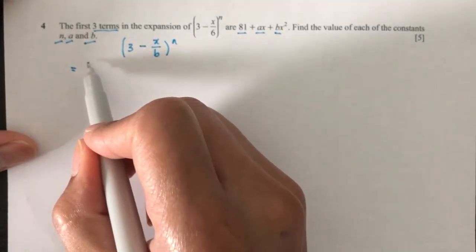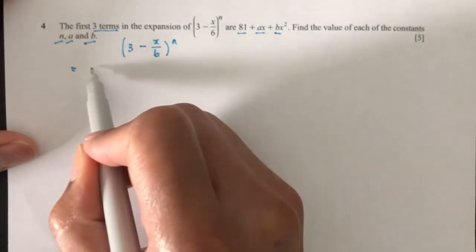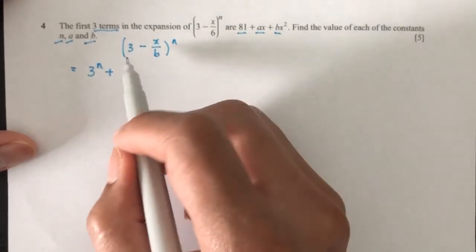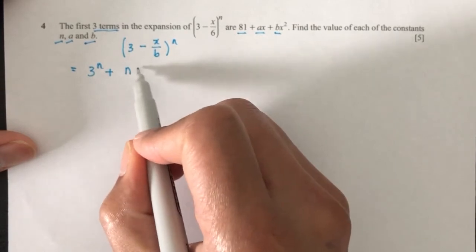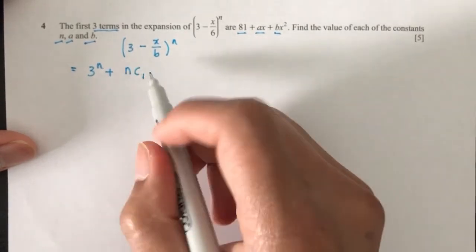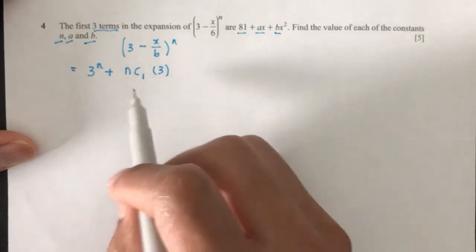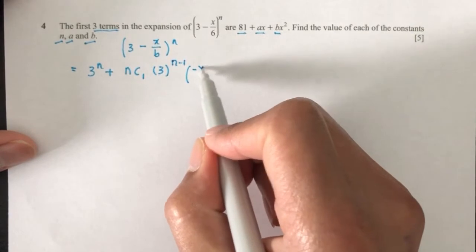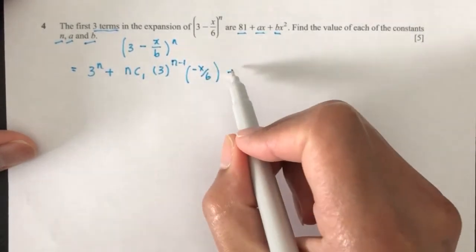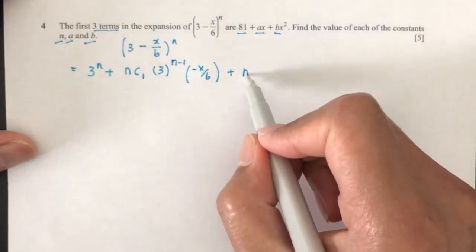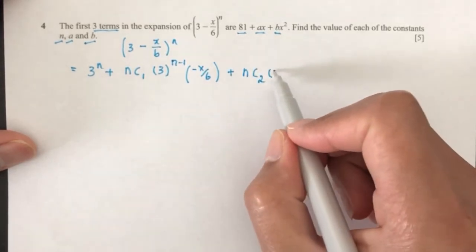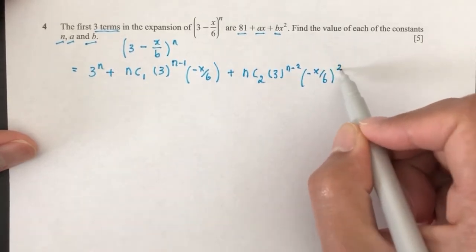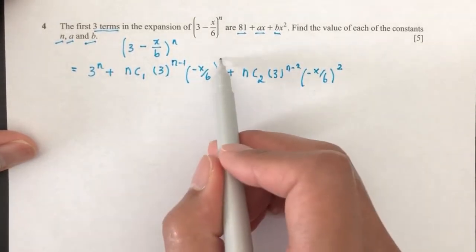The first term is usually 3^n, plus we have n choose 1, then we have 3^1, so n minus 1, and this becomes the next term. And then the third term becomes n choose 2, and 3 becomes n minus 2, and this one becomes power of 2. So this goes here, this goes here, right?